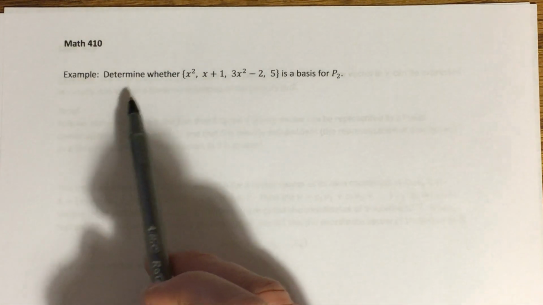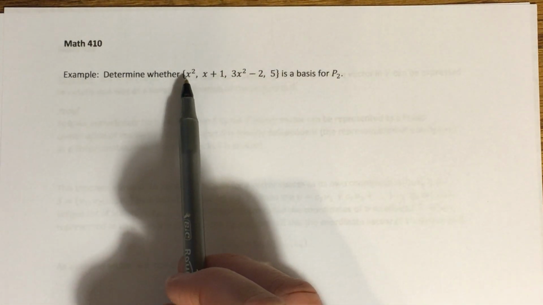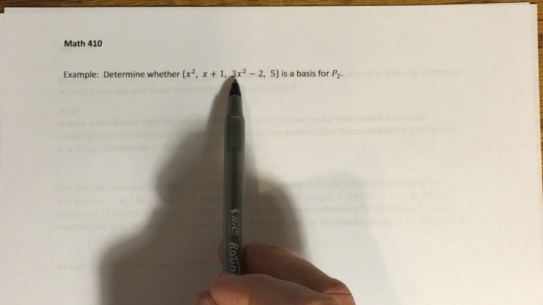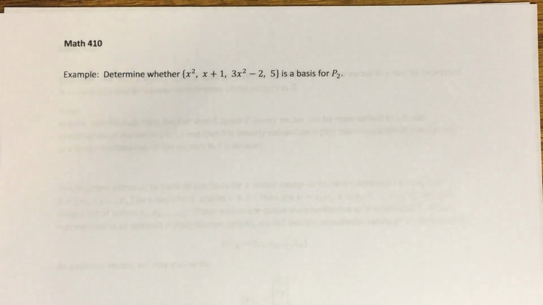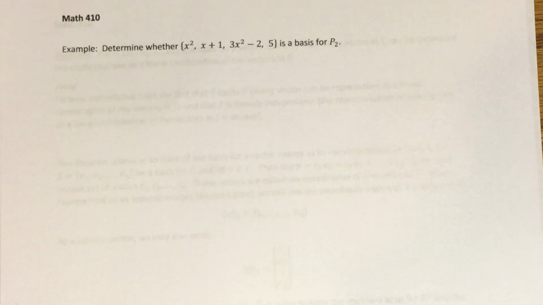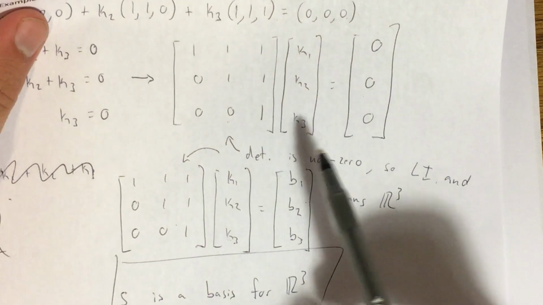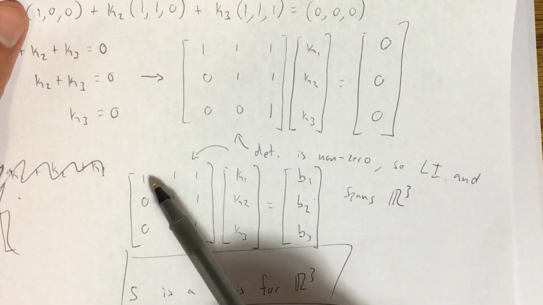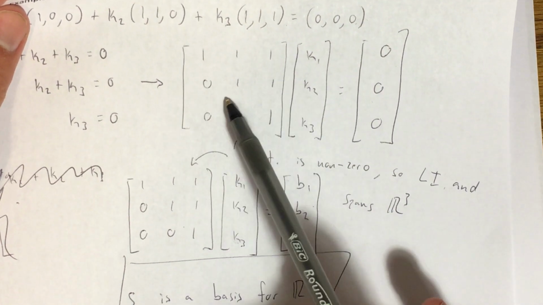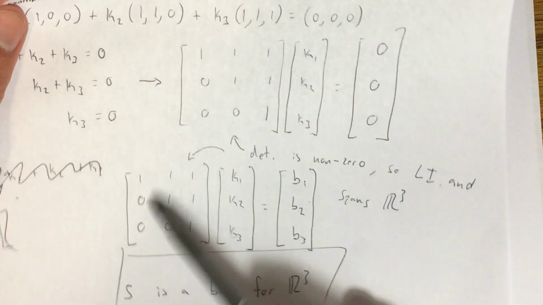So this time, let's determine whether the set x squared, x plus 1, 3x squared minus 2, 5 is a basis for P2. Now I could take a similar approach, but I wouldn't be able to use the same tools in this example. And the reason for that, back here, what made this matrix form for this linear equation so useful was the fact that the coefficient matrix was square in both of these cases.